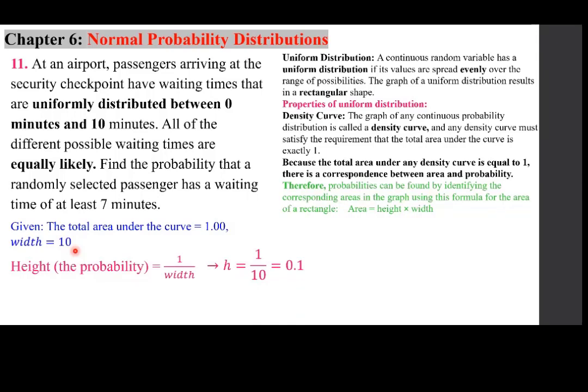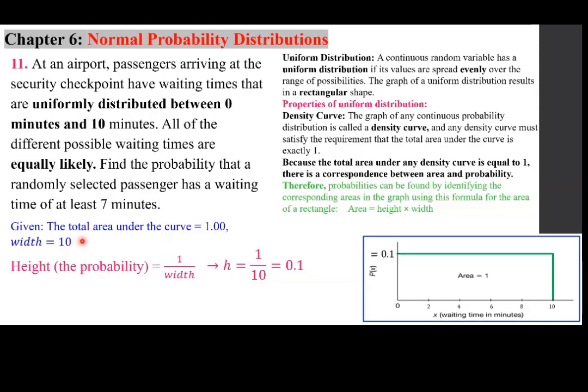So one more time, the total area is 1, the width is 10, so the height must be 1 over 10. So that's the shape. We are interested in finding the probability of x larger than or equal to 7. So we can locate 7 and come up with the area. So this is the shaded region we want. We know the height is 0.1. All we need is the width, and the width is 10 minus 7, which is 3. And their product is 0.3 or 30%.